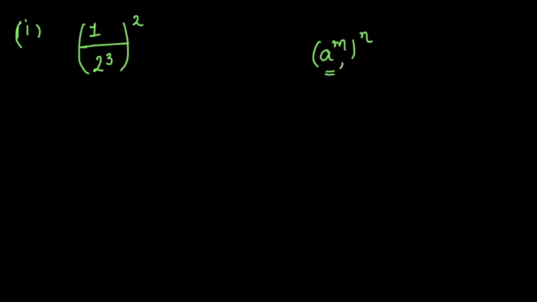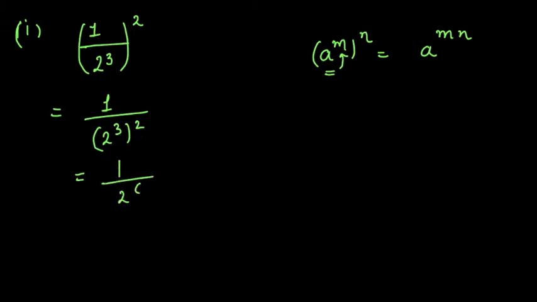I am moving to the second part of the question, which is 1 upon 2 cube whole square. So we have done another law, which was a raised to the power m and then whole power n. The base is a, whose exponent is m, and whole power is n. We can write it as mn, right? So we'll make use of the same law here. Equals to, I can write it as 2 cube square. Now 3 into 2 gives me 2 raised to the power 6.